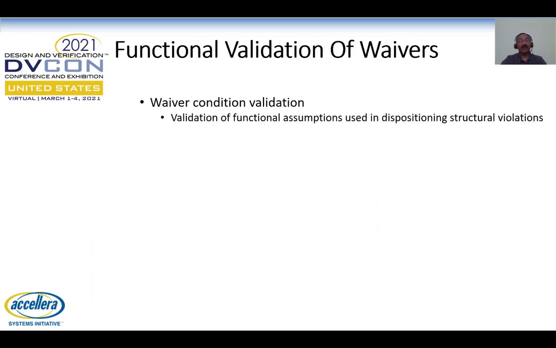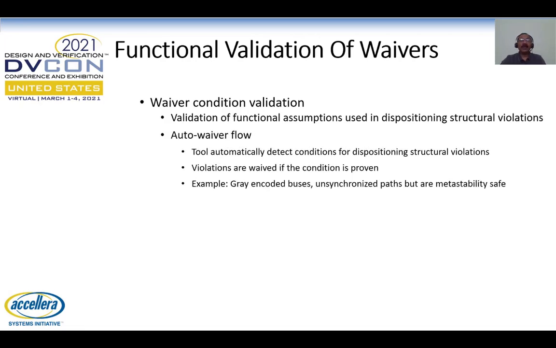The third aspect of functional analysis is validation of waivers. There are two ways you can validate the waiver conditions. First is an auto waiver flow, where the tool automatically generates conditions for dispositioning the structural violations. If those conditions are proven to be true, the violations are waived automatically. Some examples could be gray-coded buses or even unsynchronized paths which the tool can prove to be metastability safe.